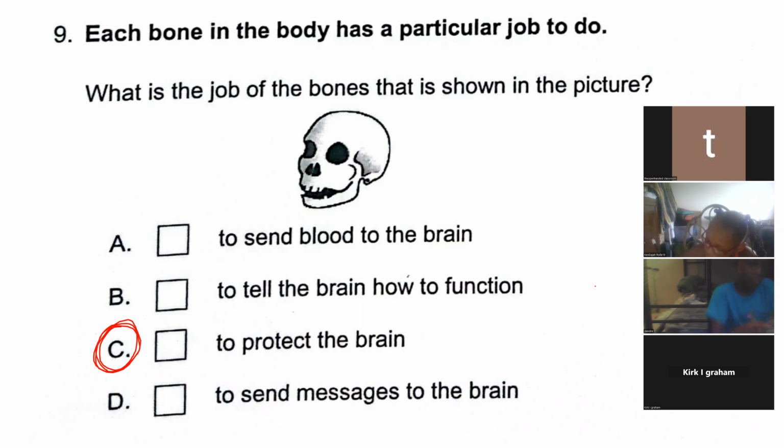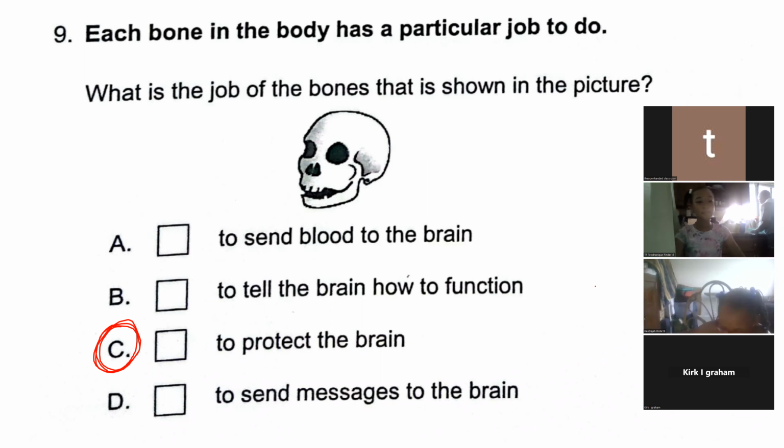Tedrine, can you read this question and give me the answer, please? Yes, sir. Each bone in the body has a particular job to do. What is the job of the bones that is shown in the picture? A. To send blood to the brain. B. To tell the brain how to function. C. To protect the brain. D. To send messages to the brain. And C is the correct answer.